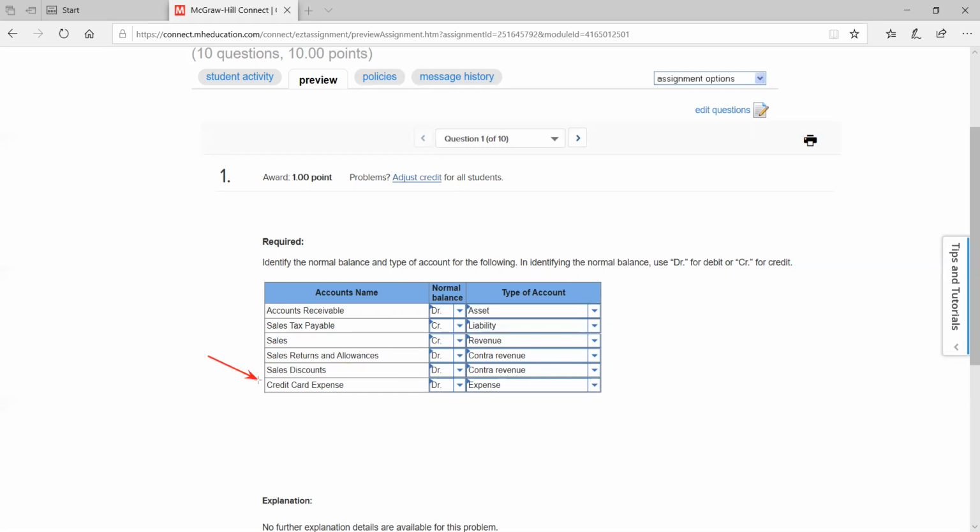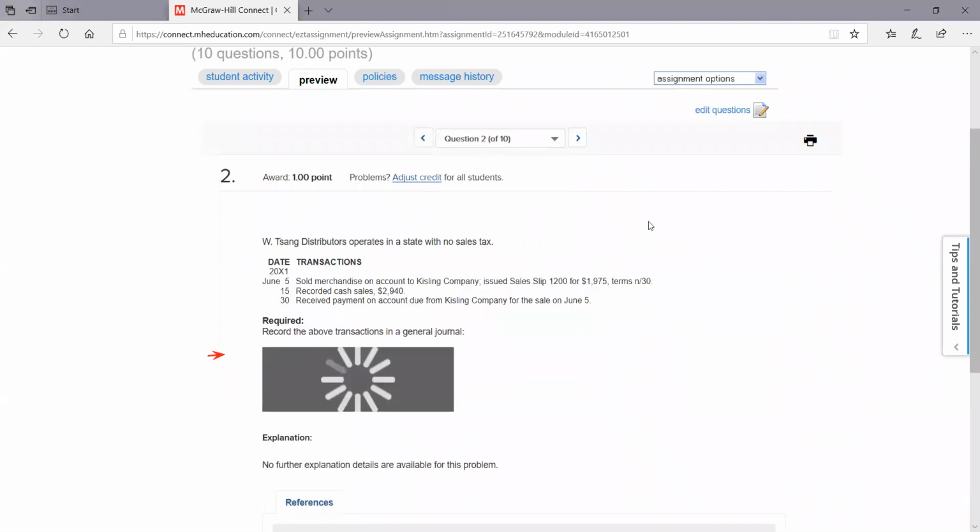And then finally, you got a new one called credit card expense. It's just going to be an expense, just like your other expenses. It's going to have a debit balance. All right. That takes care of problem 1. Let's check out problem number 2.